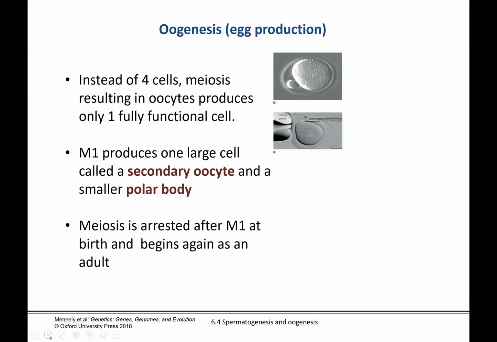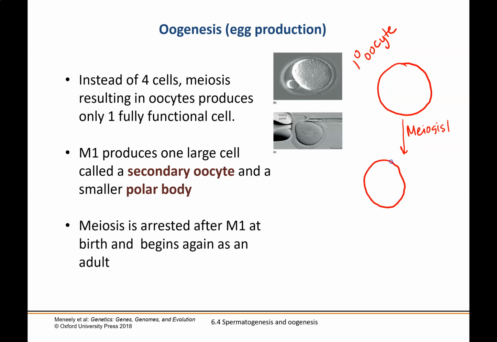So meiosis 1 is going to produce 1 large cell that's called the secondary oocyte, and a second smaller cell called a polar body. So if we start out with our primary oocyte, this is the cell that is going to undergo meiosis in order to produce an egg. It enters meiosis 1. And at the end of meiosis 1, it produces 2 cells, 1 large one and 1 small one. That large one is called the secondary oocyte. The smaller one is called a polar body.